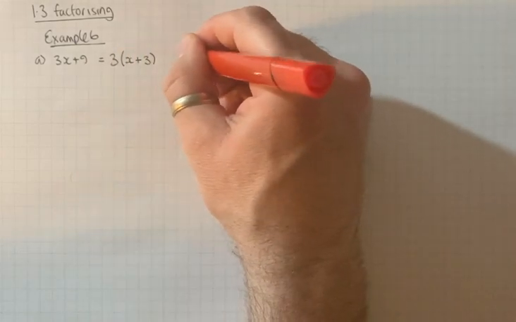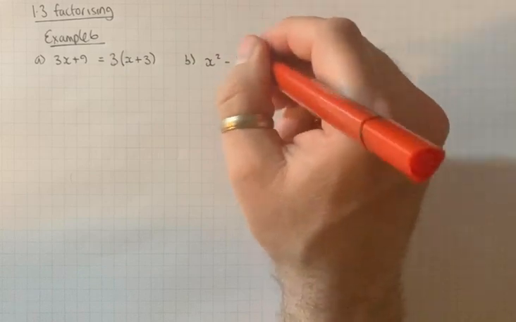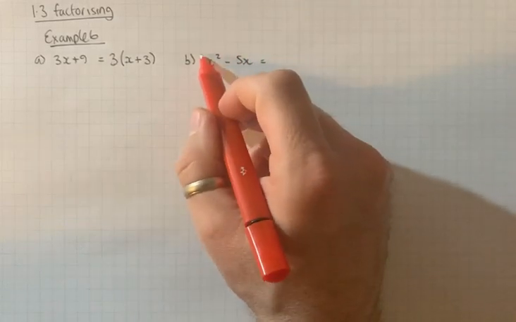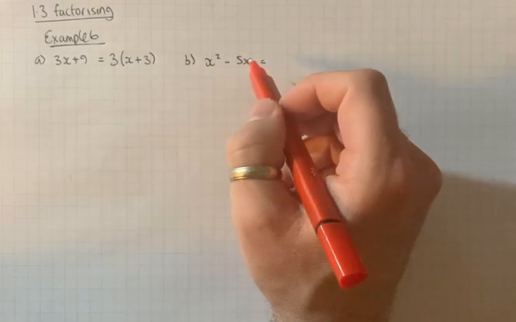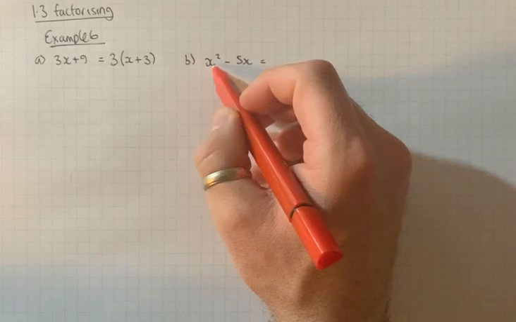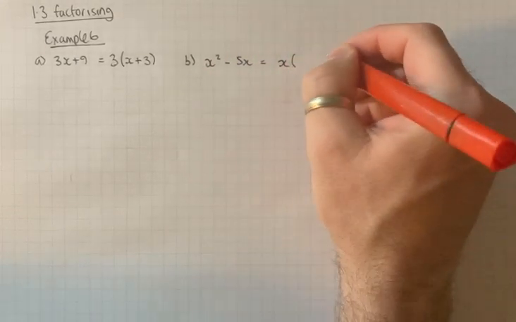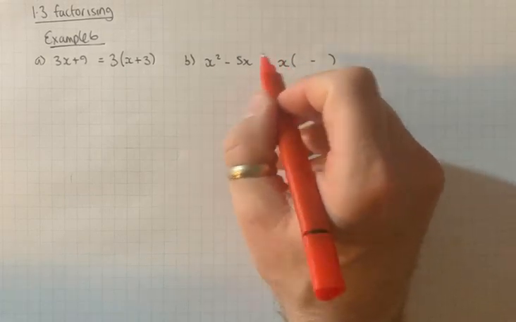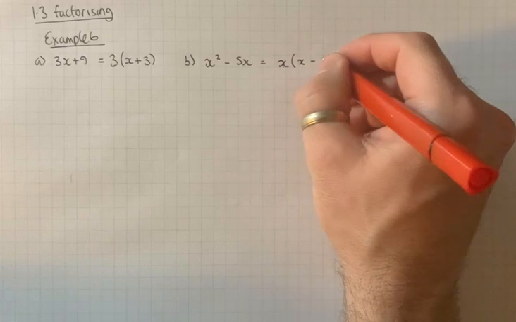B, x squared minus 5x. Well, there is a number, it's 1, but the only thing that's going to go into 1 and 5 is 1, so just don't bother with that. But if we look at the terms, what goes into both x squared and x? Well, x does, so we can pull x out, and then what times x to get x squared? x. What times x to get 5x? 5.